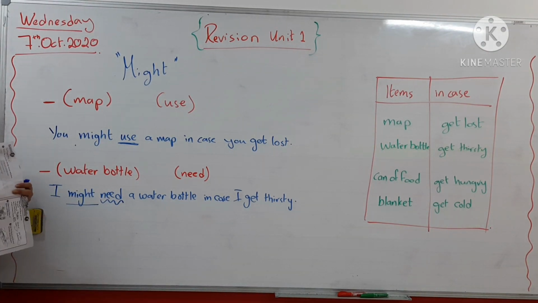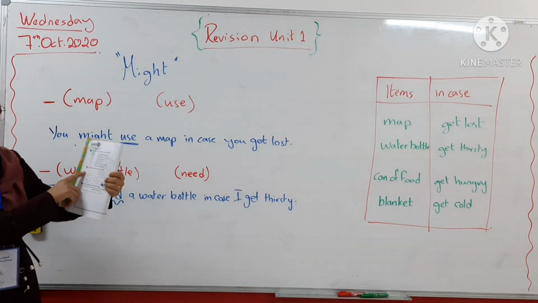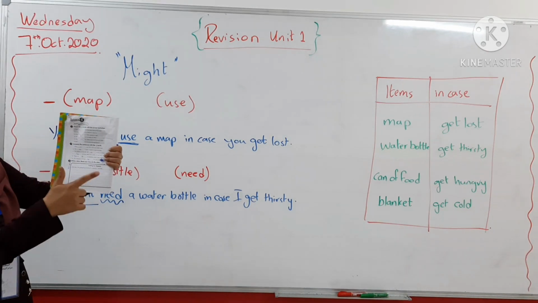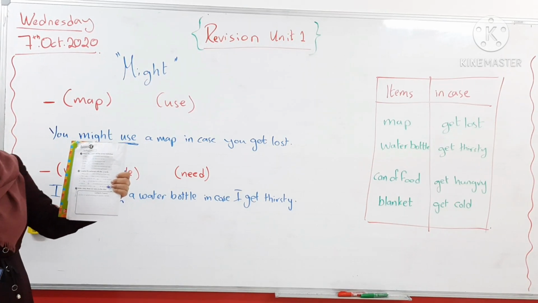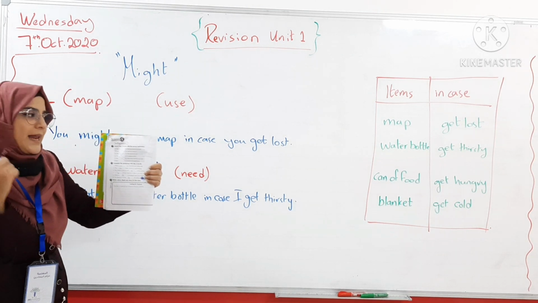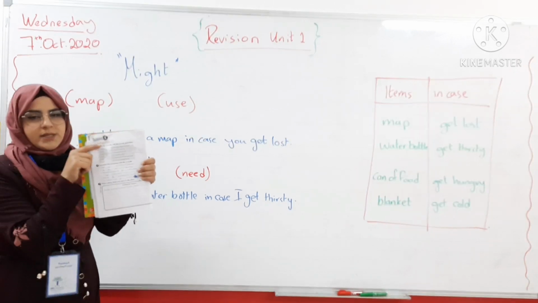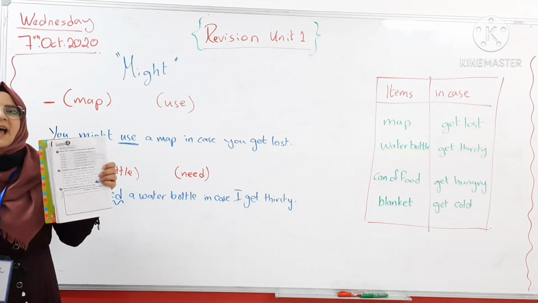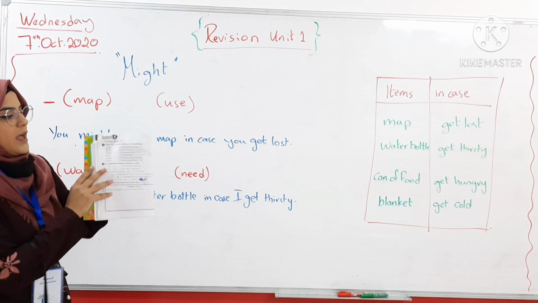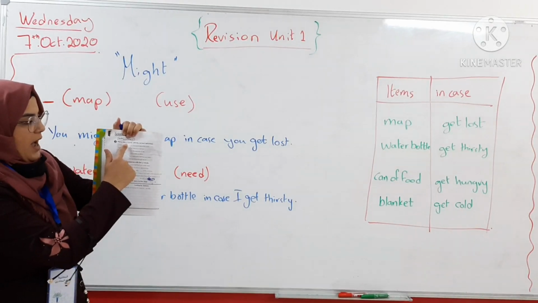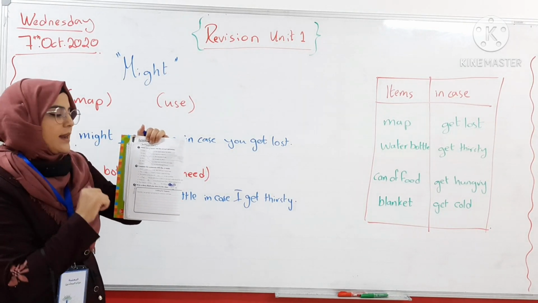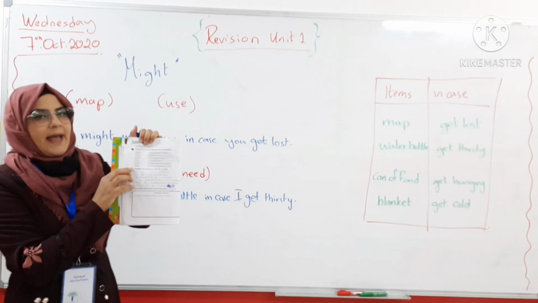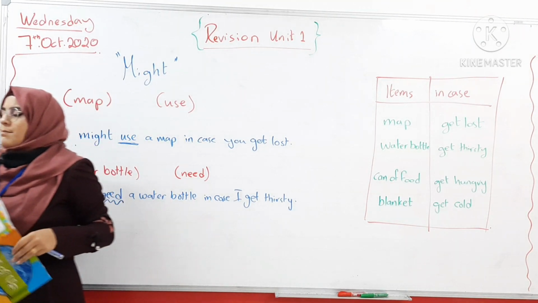Finally, we move to the workbook, page 6. Okay, we have these words on page 6: buy, cry, dry, fly, sky, and try. You should know the meaning of them in Arabic and in English, and you should know how to use these words in sentences. Again, read them: buy, cry, dry, fly, sky, try. You should know the meaning of them in Arabic and in English, and how to use them in sentences. Okay, by this the revision has ended.